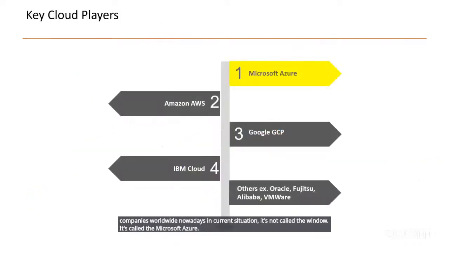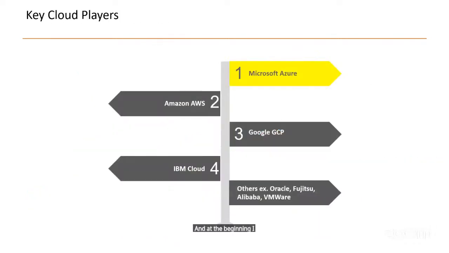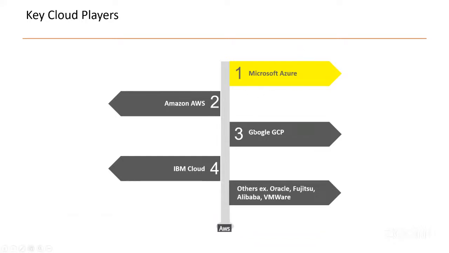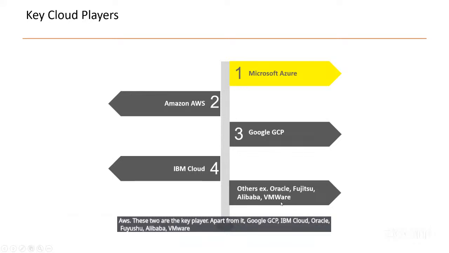As I told you in the beginning, there are lots of public and private cloud providers available in the market, but the main competition is between two companies. One is Microsoft Azure, the second is Amazon AWS. These two are the key players. Apart from them, Google GCP, IBM Cloud, Oracle, Fujitsu, Alibaba, VMware, and many more companies are offering their clouds. But the main competition is between these two.